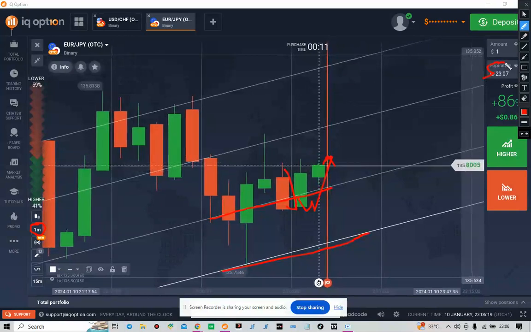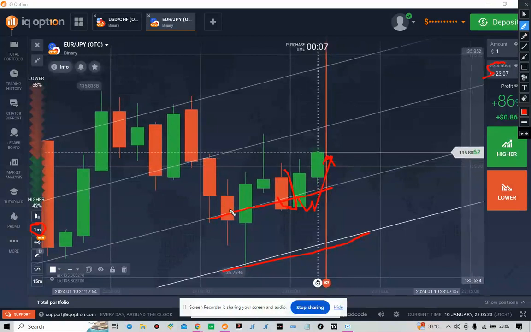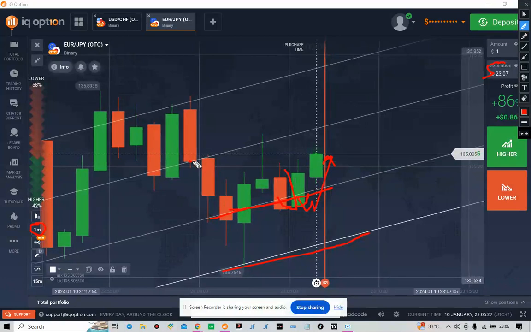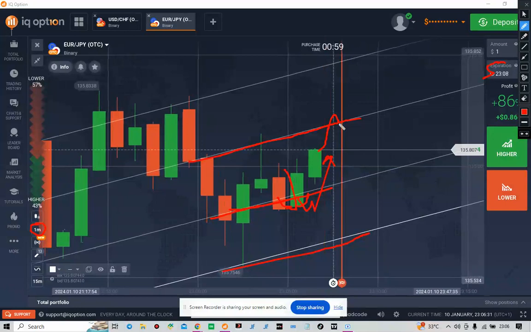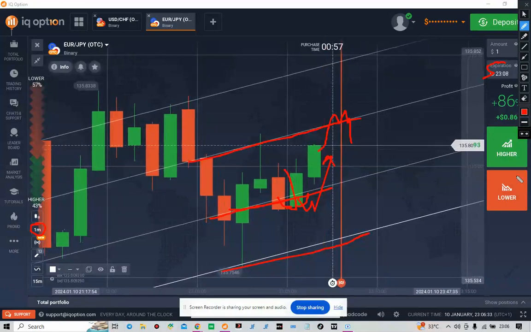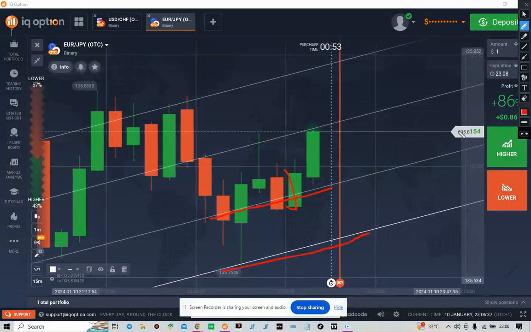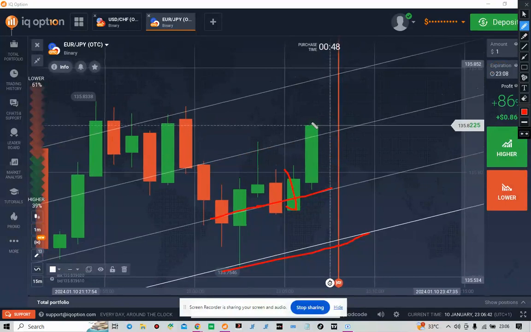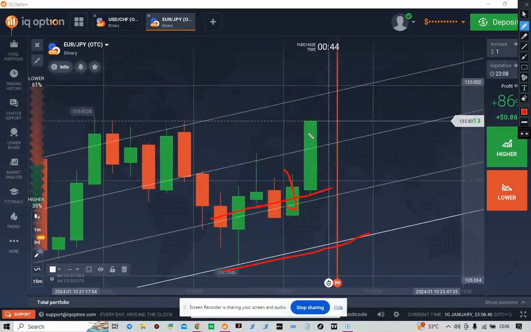You can see the price reversed and closed below this zone, buyers entered. Remember, if the price closes above this line, sellers also will enter. Watch, let's see. You can see some rejection, bullish pressure, rejection. You can see a strong bullish pressure.